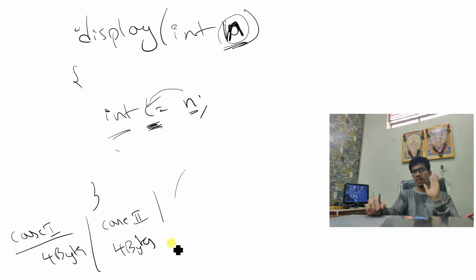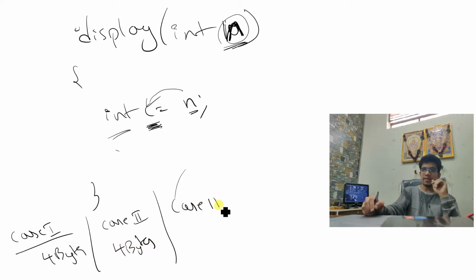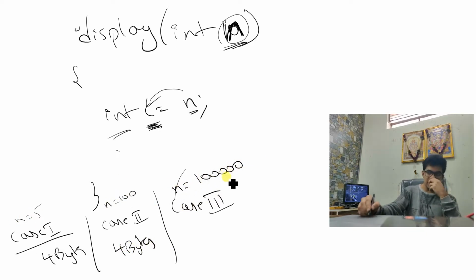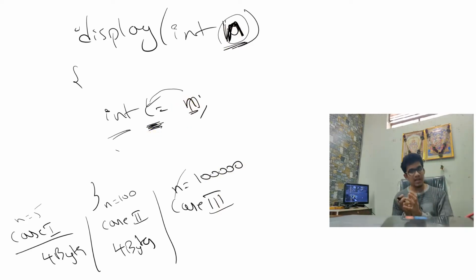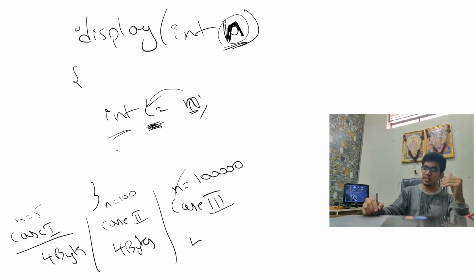Let me go to case 3. Let me take n value as 1 lakh. If I give 1 lakh to this n value, I am giving it to c. Can c hold the 1 lakh? Yes, it can hold. Only one variable is created. What is the memory of that? That is 4 bytes only.